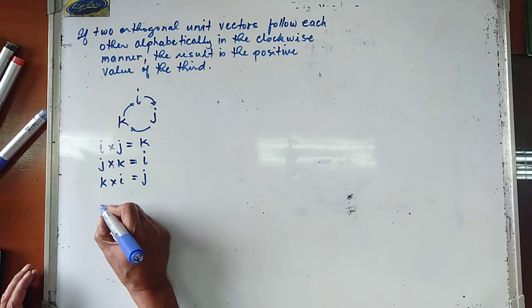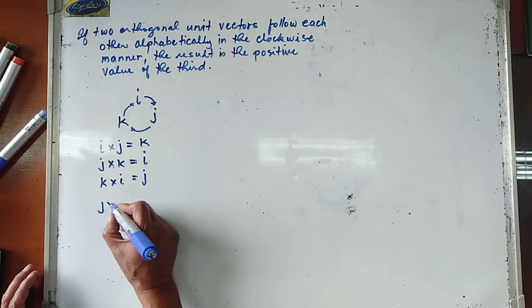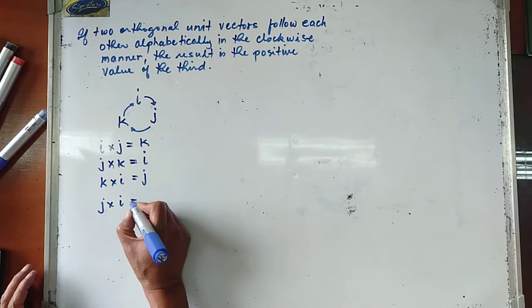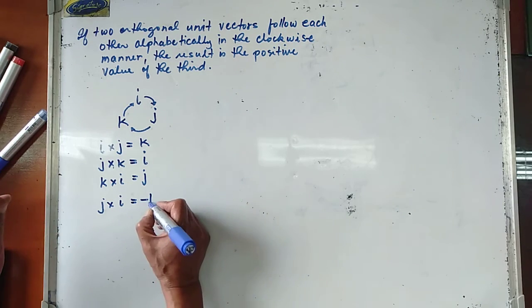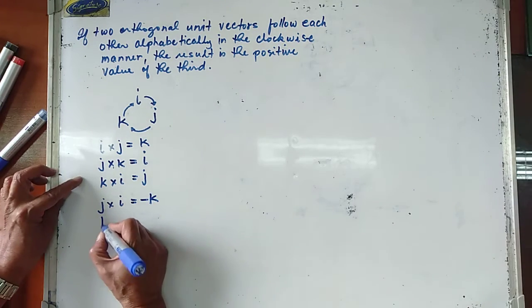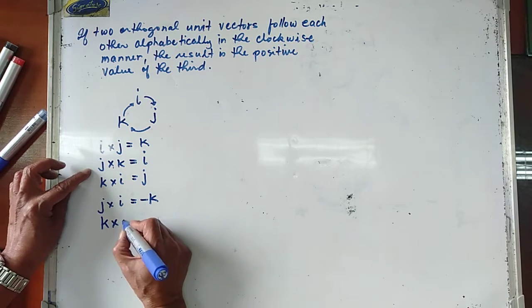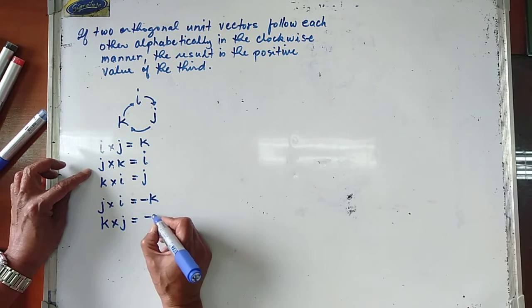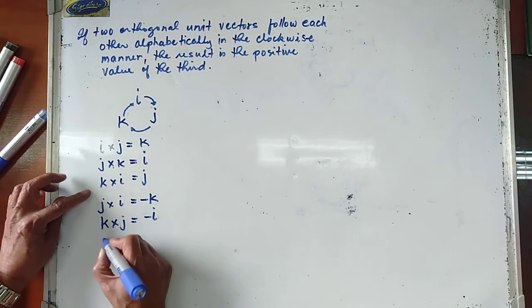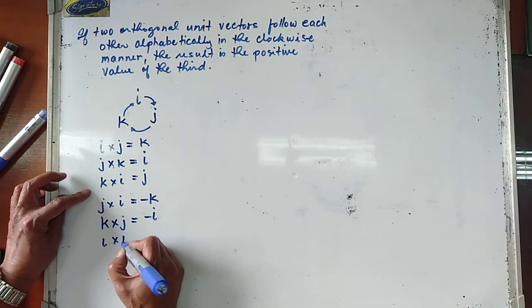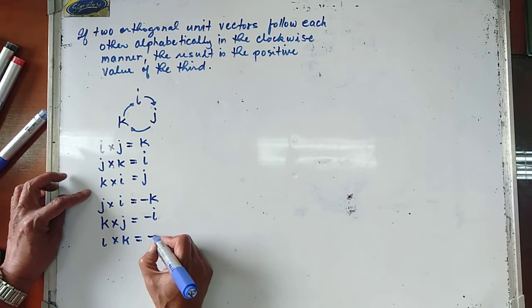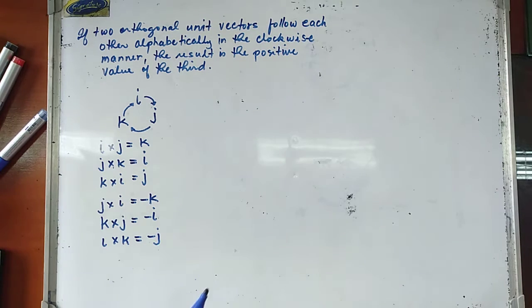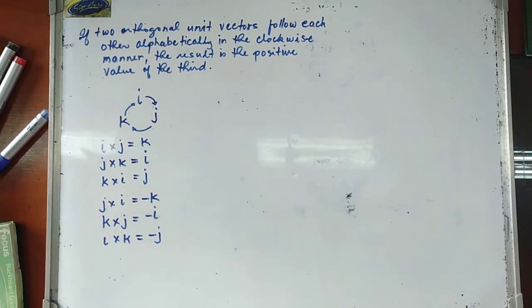So if you try to get now your J cross I, that is equal to negative K. And K cross J, that is equal to negative I. And I cross K, that is equal to negative J. So this is the cross product of the orthogonal unit vectors.